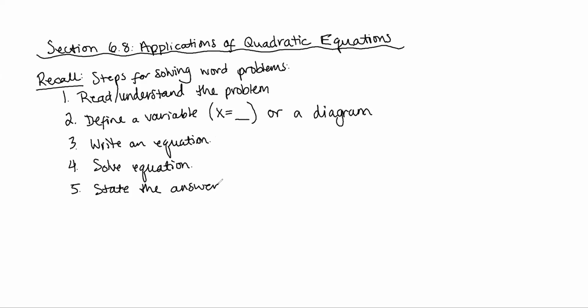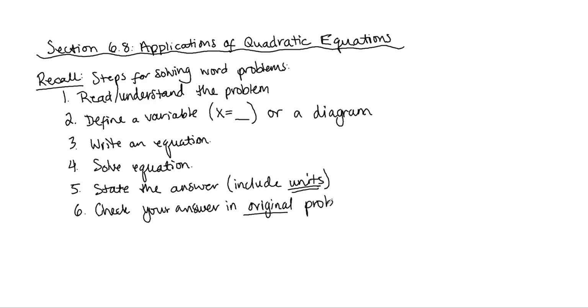And the important part here is to include units, because these are most of the time going to have some kind of units that you want to tack on the end of that numerical answer, especially if we're talking about like the length and the width of a rectangle. You should be given units for those. So always make sure you include those. And lastly, check your answer in the original problem.